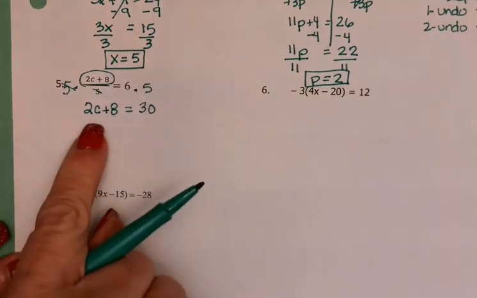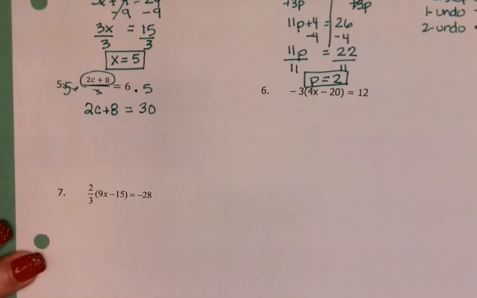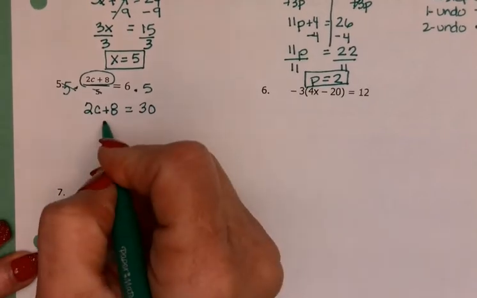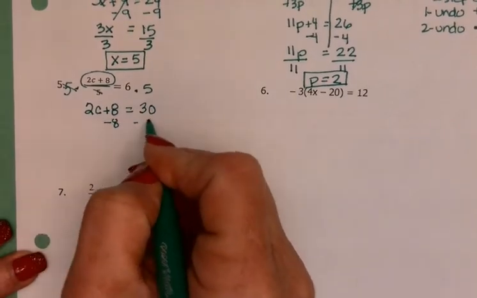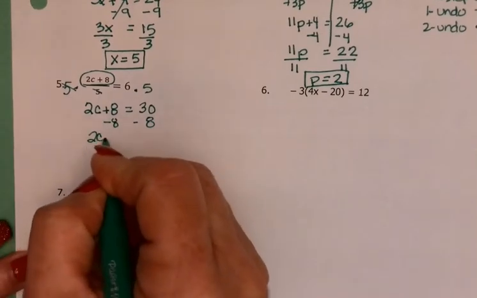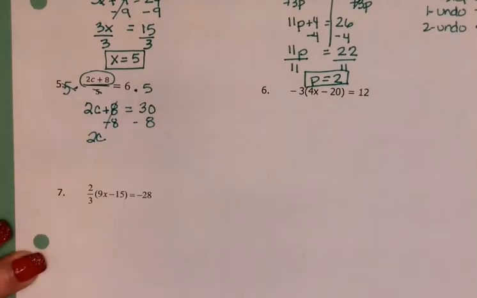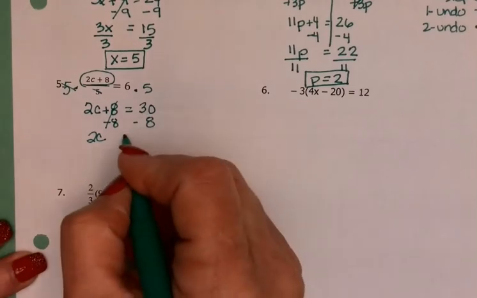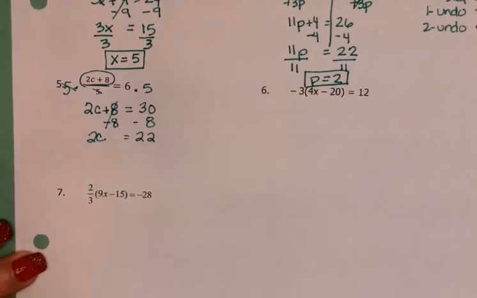So I have now taken this down to our two-step equation again. I have to undo the addition by subtracting 8 on both sides. I get 2 times C. Adding 8 and subtracting 8 are inverses. They go away. And 30 take away 8 is a 22.